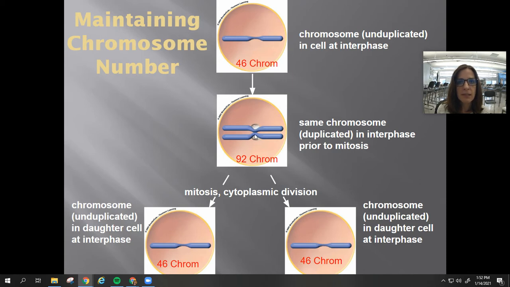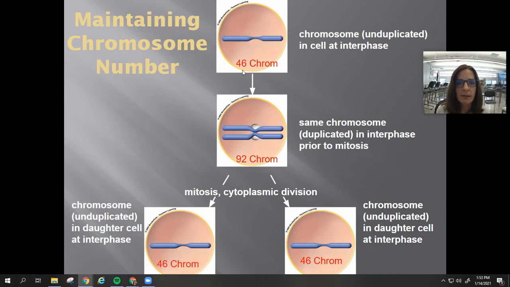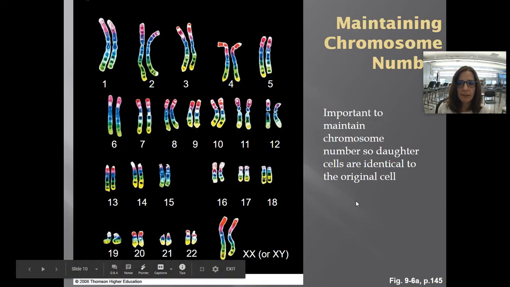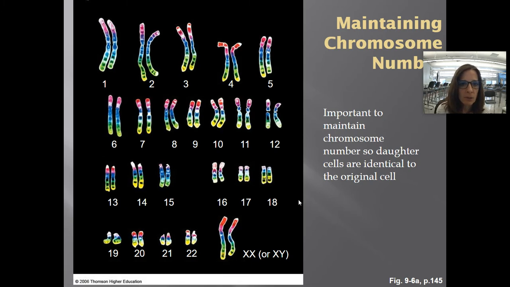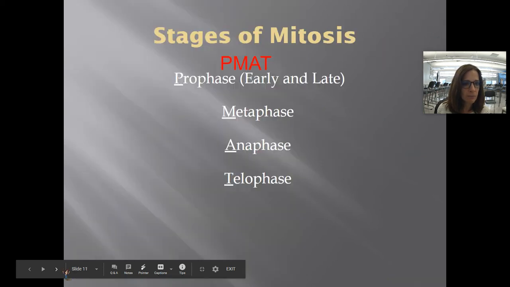This right here is what the centromere is. And then mitosis happens and cytokinesis, and then you have your daughter cells that have 46 chromosomes, just like the original cell, and the chromosomes are single. And again, it's important for the chromosome number to be maintained so that those daughter cells are identical to the parent cell. So again, here's a better picture of the karyotype. You can see that it's 2 X's, and so that means it's a female.